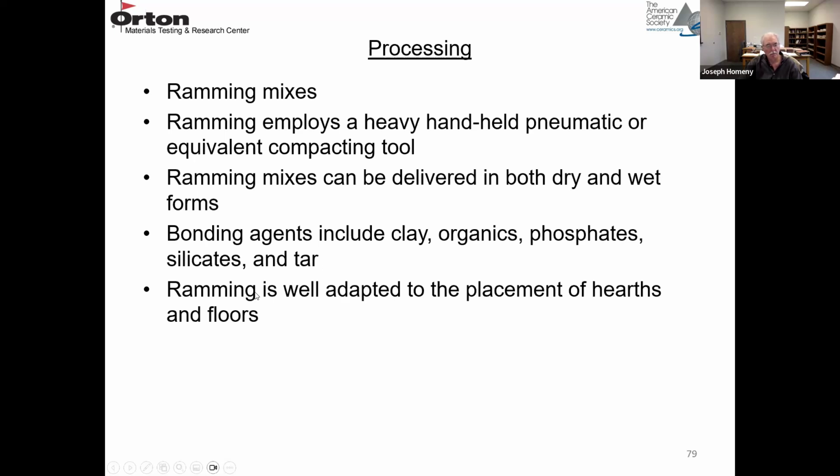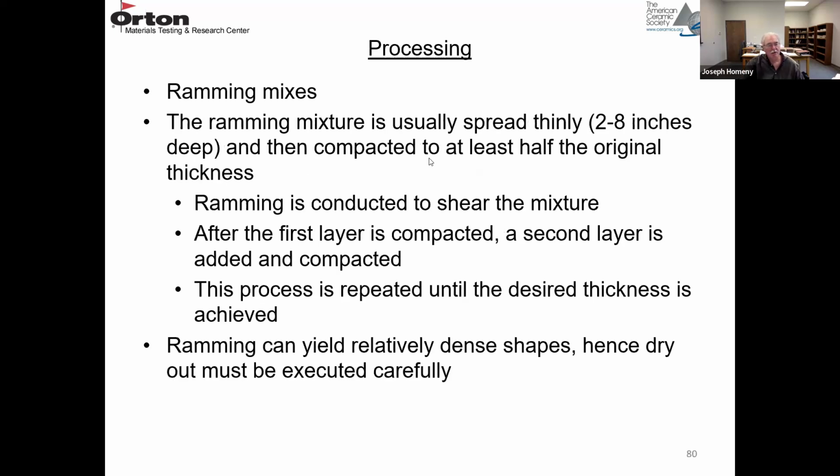And these loose powders for the ramming mixes, usually you place a furnace floor with these. It's easy to place a floor with loose powders. It's not easy to place a wall. So they're usually used in the furnace floors. You spread out a thin layer, 2 to 8 inches, then you compact it, and it's usually compacted about 50% of its thickness.